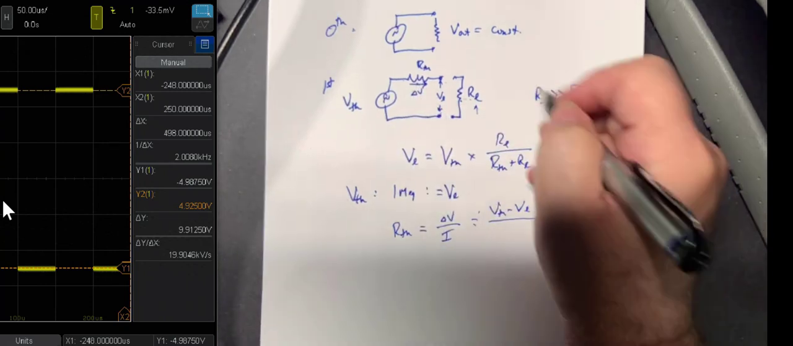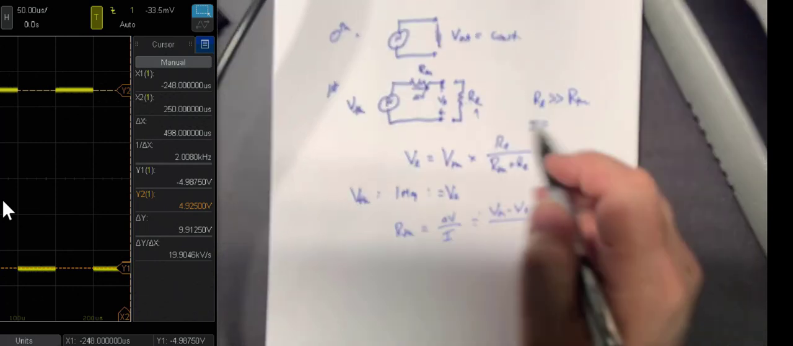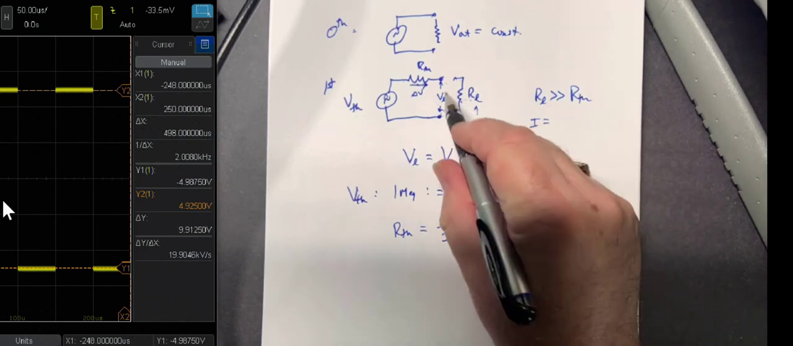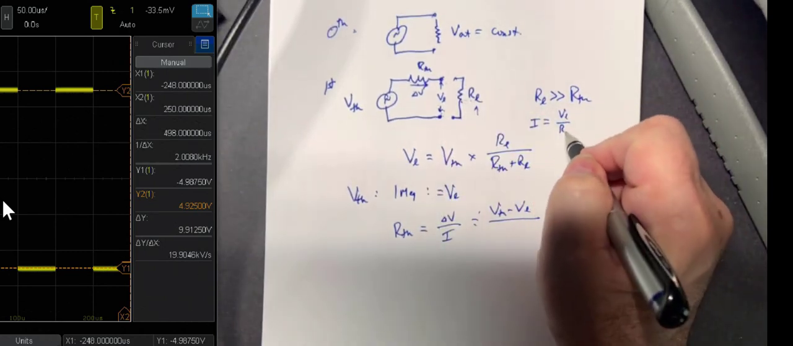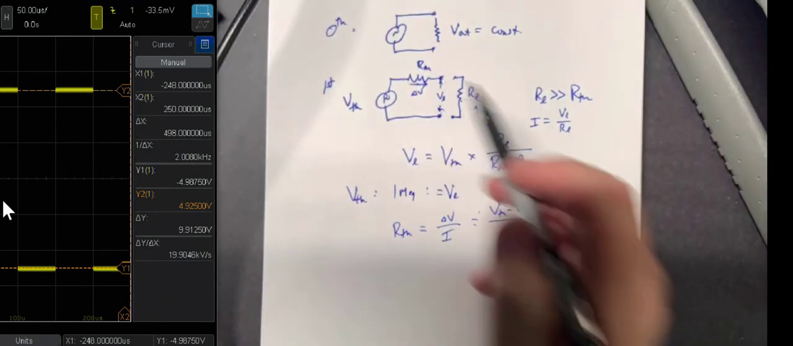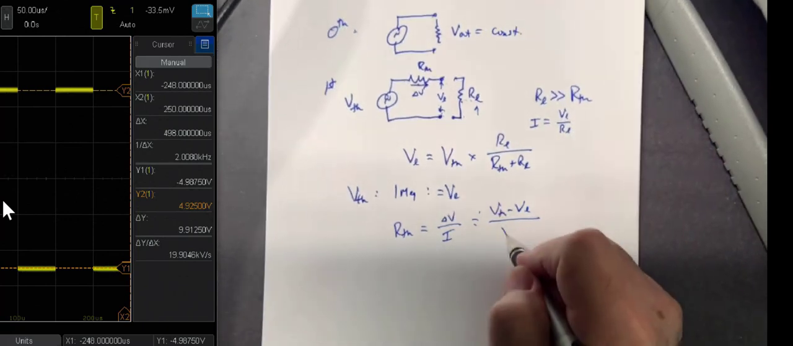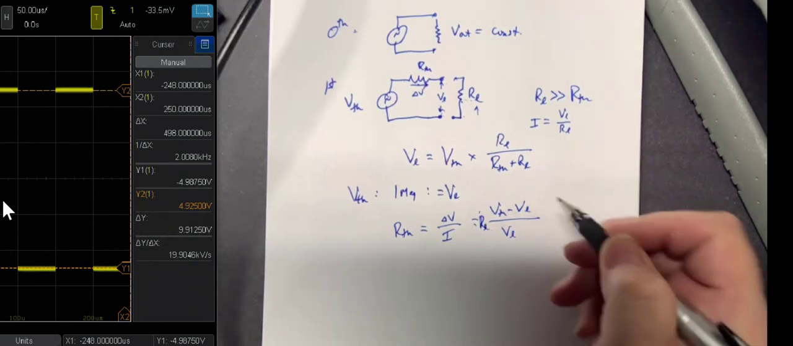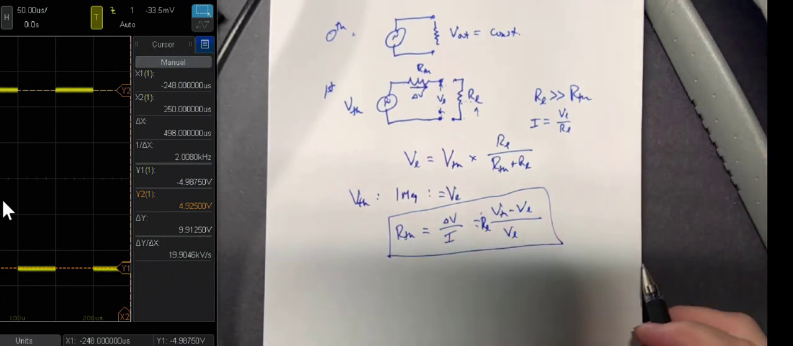And what's the current through it? The current through it is the same as the current through the load resistor. They're in series. And that current is the voltage across the load resistor divided by the resistance of the load resistor. And that's the current through the load resistor. That's the current through the Thevenin resistor. So we'll just put the I down here. So that's the voltage across the load, and we'll bring the load resistor up above. And there we are. And this is how we're going to measure the Thevenin resistance.